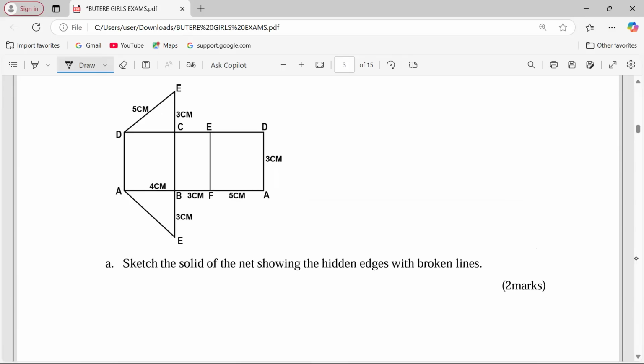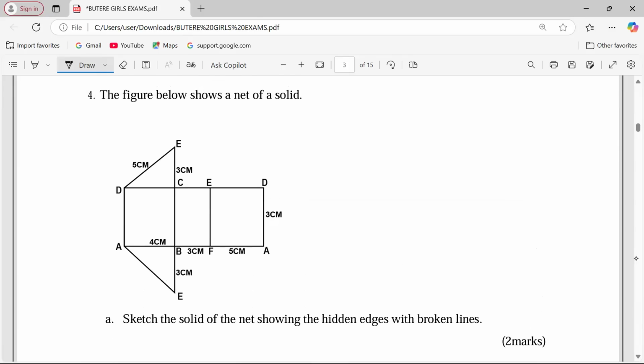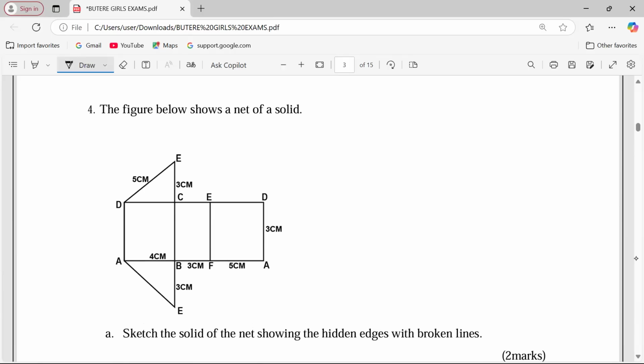Now it's good we look at this very carefully. Remember, a net is just a solid which has been opened up. This is a solid that has been opened up. Remember, all these sides are having 3, 3. So in case we close, I will take 4/3 to be the base. I want to close it and see what kind of a figure we're going to come up with.